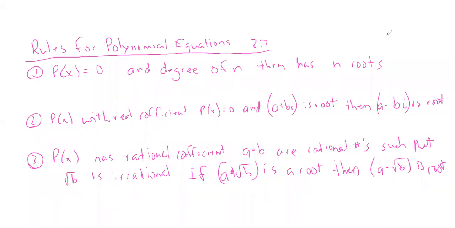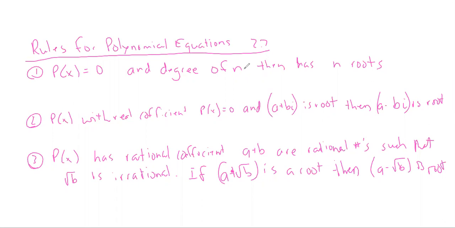All right, next section, 2.7. It's rules for polynomial equations. The first rule they give us is that if p of x equals 0, in other words, if this function, you set it equal to 0, and you have a degree of n, then it has n roots. Don't make this any harder than it is.